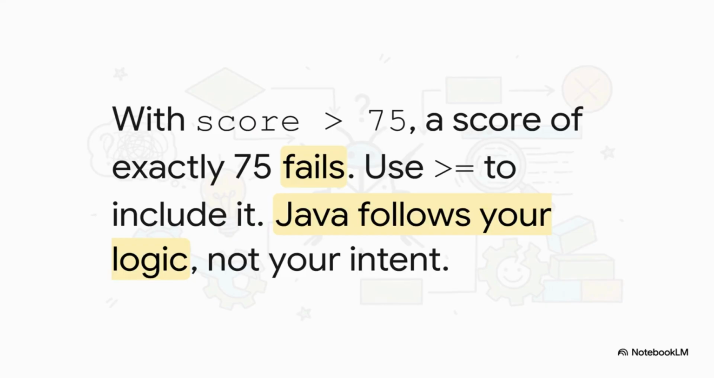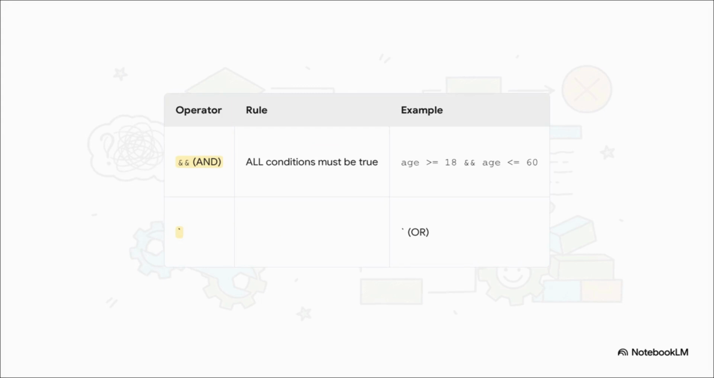Well, is 75 greater than 75? No, it's not. So your condition is false and they fail. You meant for them to pass, but you told Java that only scores strictly greater than 75 are good enough. The computer isn't wrong, our logic was. Okay, this is another huge one.